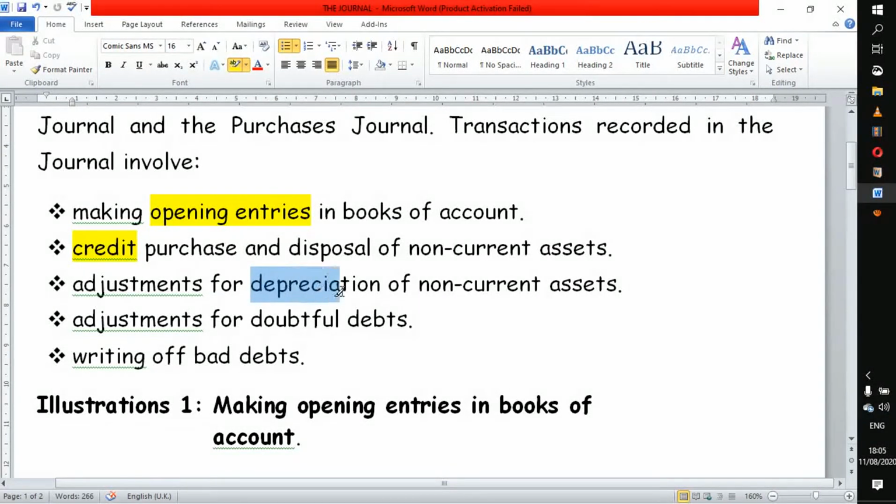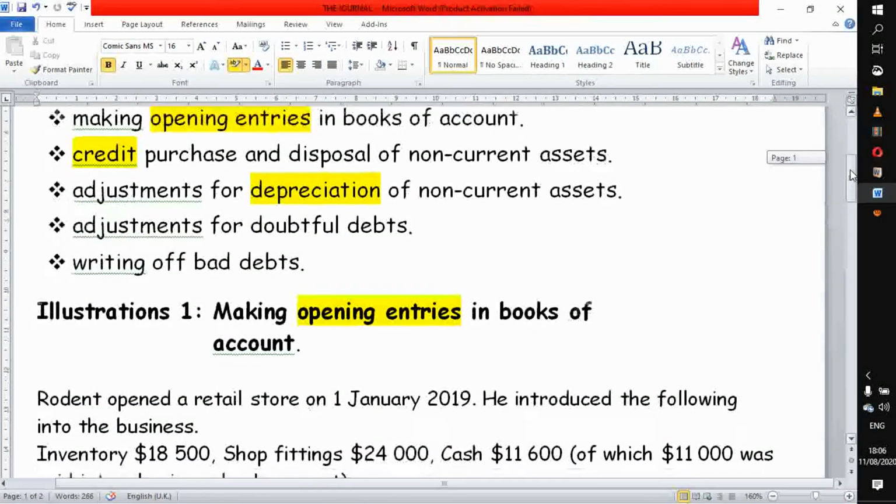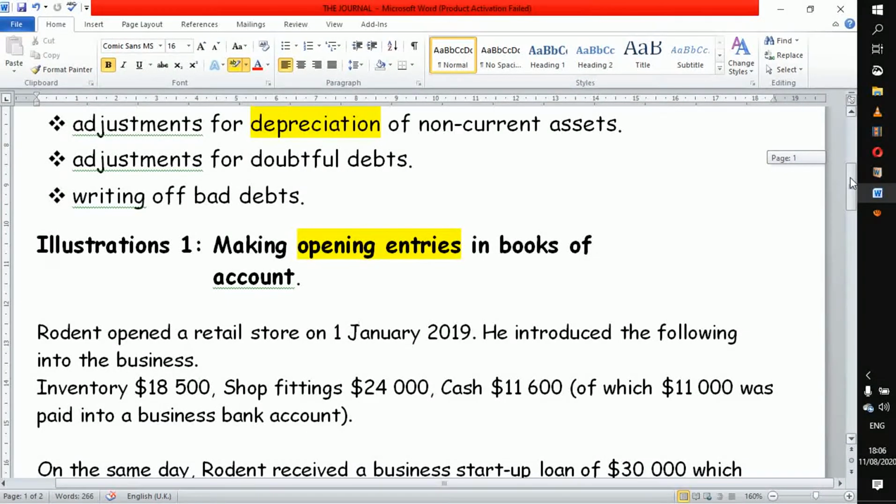Again, we use the journal for depreciating non-current assets. We also use it for making adjustments for provision for doubtful debts, increasing or decreasing, and then we can use it to write off bad debts. So these are some of the functions. The functions are many depending on the type of business, but in today's demonstration, I'm going to look at how to use the journal to make opening entries when you are starting a business.